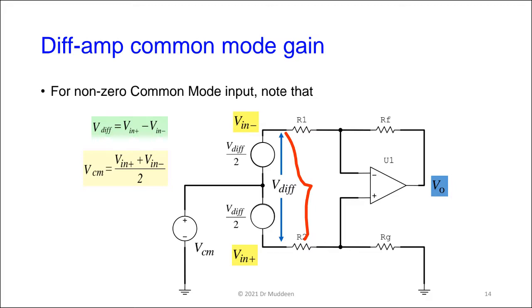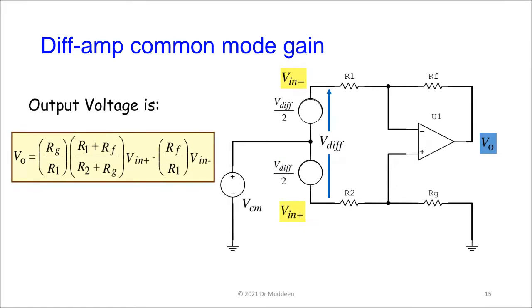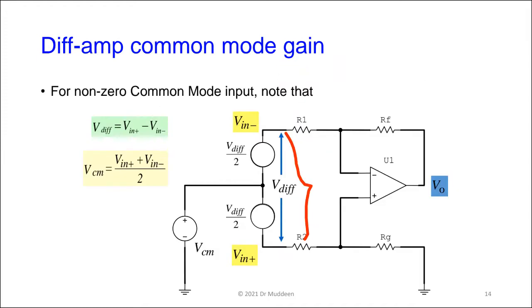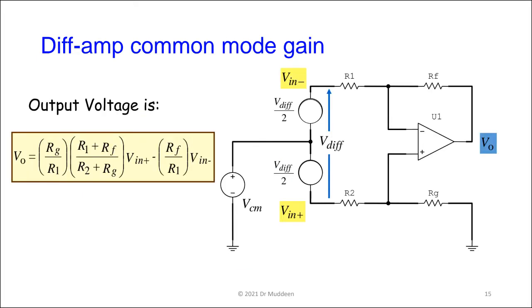And what I'm doing now, I'm doing this to lead up to something very important. This was the output voltage equation that we derived a little while ago. And we said, if everything is good, we make R1 and R2 equal, and we make RF and RG equal. I'm going to leave it like this for the time being, and you'll see why. So taking the definitions that we have, we're going to substitute V diff is V in plus minus V in minus, and V common mode is V in plus plus V in minus over 2. So I'm going to go inside of here, and manipulate and put in those values.